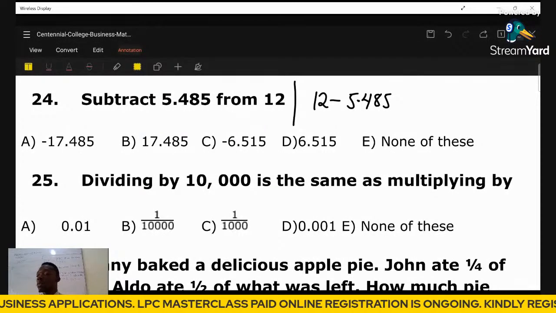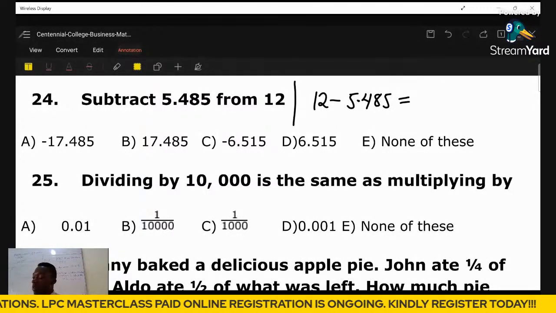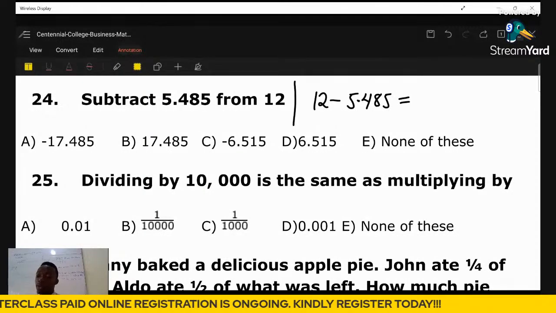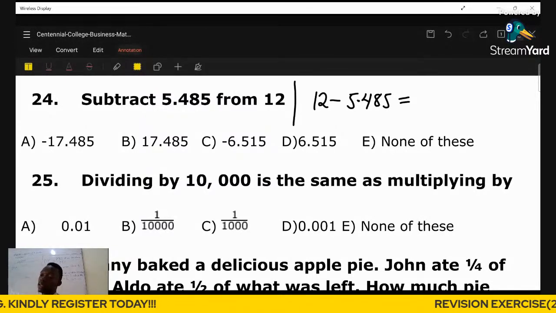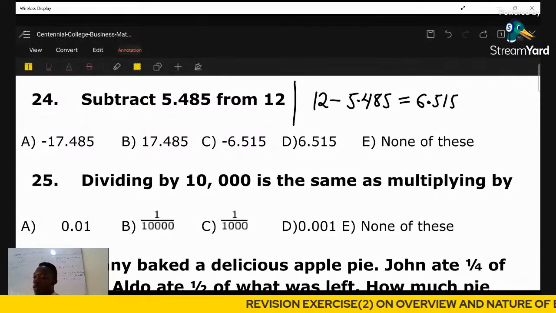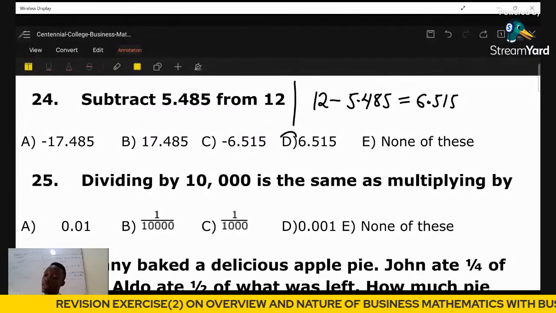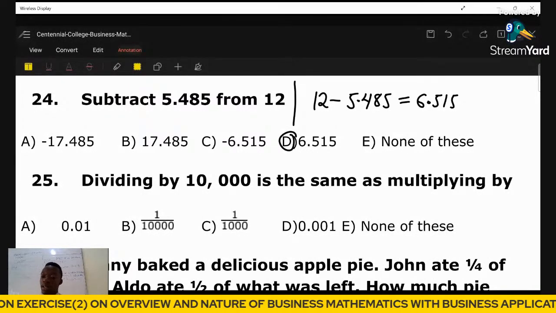What should be the end result? Even 5 from 12, you are getting 7. So when you take into account the decimal part, then we are getting 6.515. That is what I got for my case, 6.515. And that should be option what? D. That should be option D.